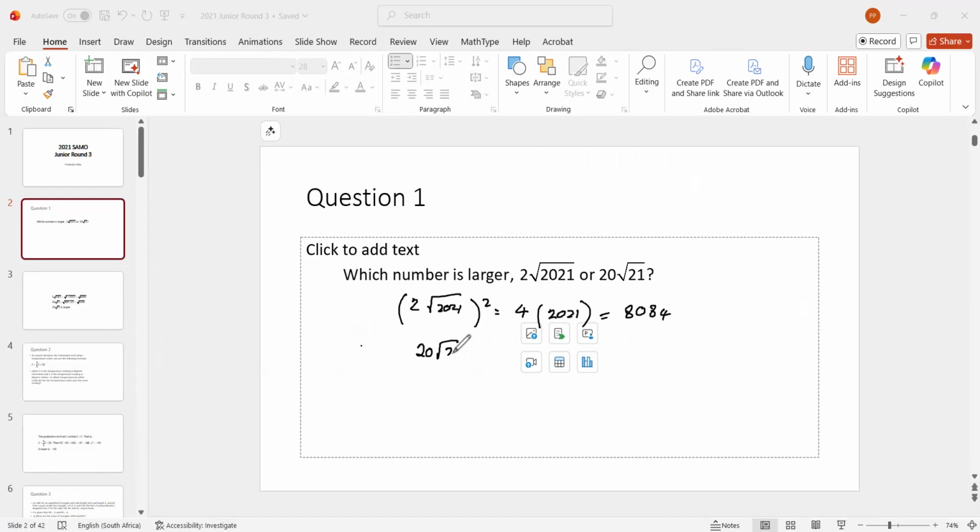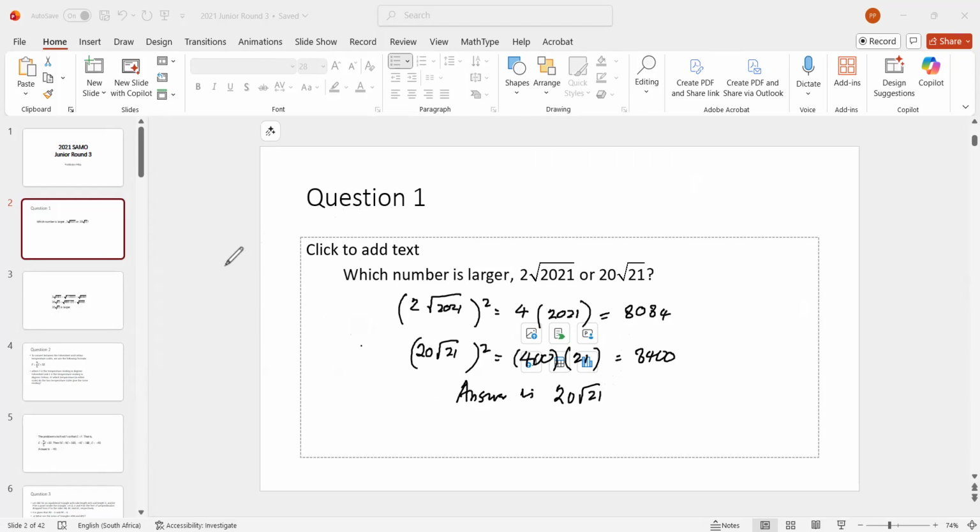20 root 21, square that one. So 20 squared is 400, and the square root of 21 squared is just 21. So that gives you 8,400. So now you can see which is larger. Answer is the second one. If the squares are larger, then obviously the number itself has to be larger.